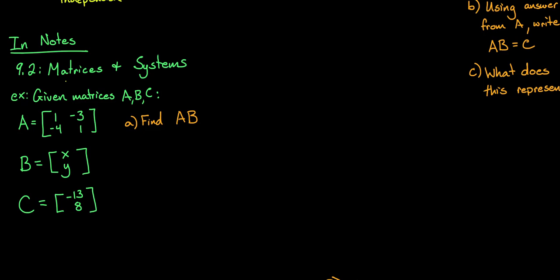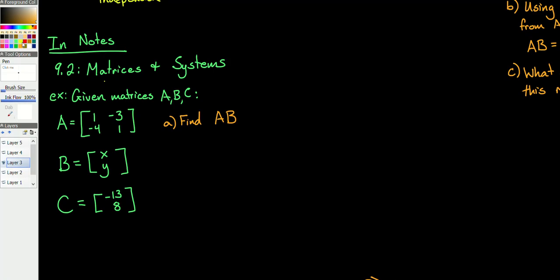So first problem, I guess, is with your neighbor, if you haven't done so yet, or if you have done so, and I've checked it, I want you to see if your neighbors need help or assistance or clarification. I want you to actually find AB. So when we take this matrix A, 1, -3, -4, 1, and we multiply it by this matrix B, x, y, it is going to give us a product. Cool. Do this multiplication for me.